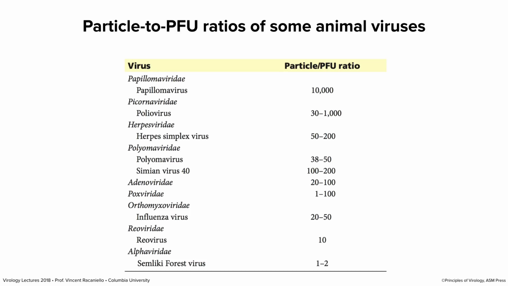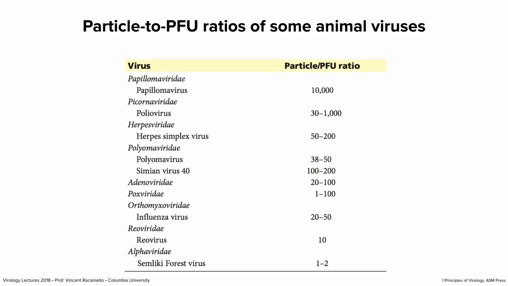So here's a table of particle-to-PFU ratios for some animal viruses. And here at the very top, papillomavirus. These are DNA viruses that cause warts of various sorts. And the particle-to-PFU ratio is 10,000. That means for every plaque or every infectious virus in a preparation of this particular papillomavirus, there are almost 10,000 that are not infectious. So these infected cells are churning out non-infectious viruses, only 1 in 10,000. Of course, that's enough to infect the cell, but the others are not infectious. And you can see the number varies, 30, 1,000, 50, and so forth.